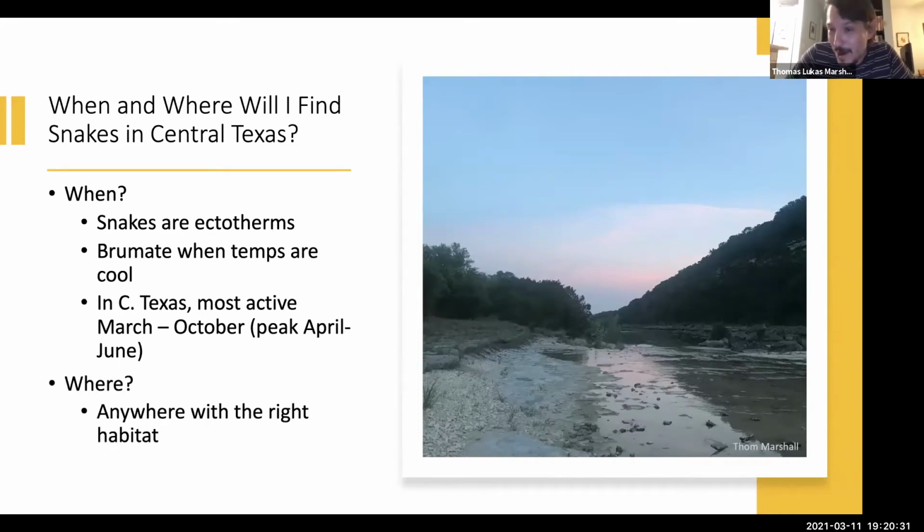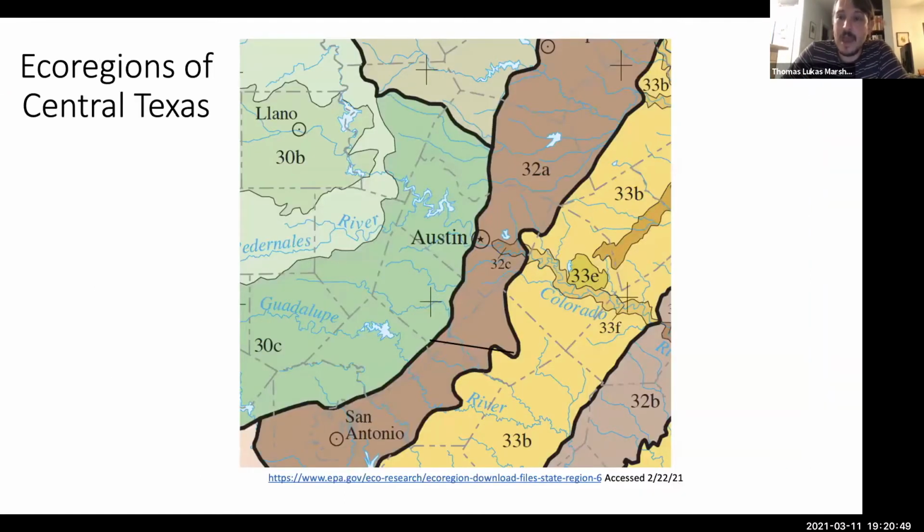And where might we find snakes? This can be anywhere that there's appropriate habitat for them. Snake species differ in the habitats that they prefer. To help answer this question, we can first talk a little bit about the ecoregions that we have here in Central Texas. We have a pretty diverse range of ecoregions in this area. And here in Austin, we sit right at the edge of two very different ecoregions.